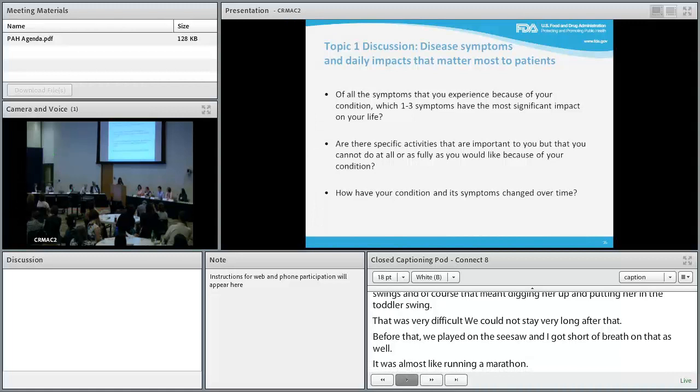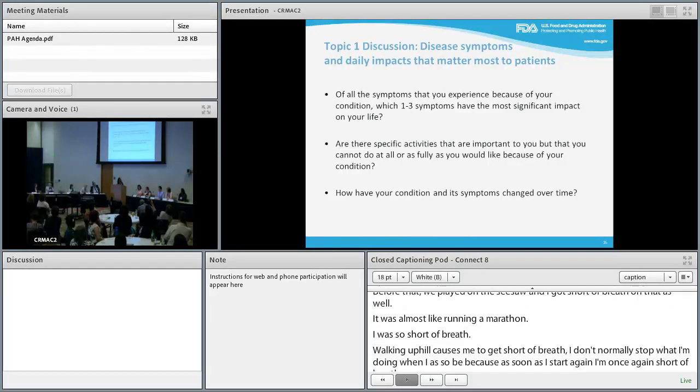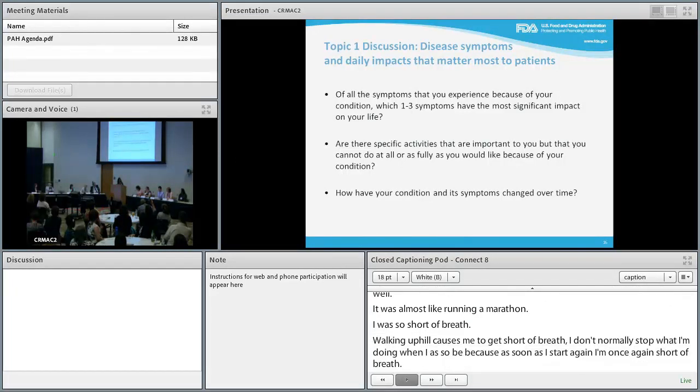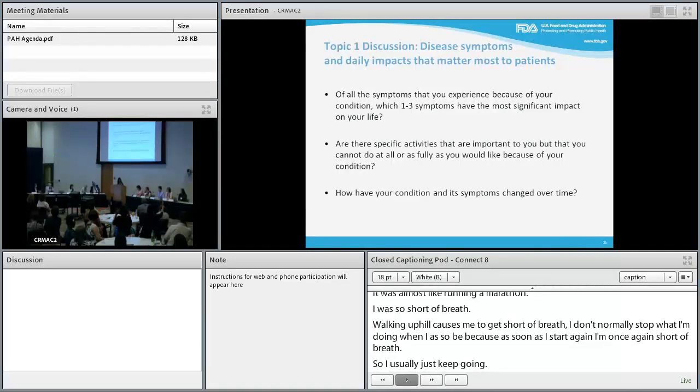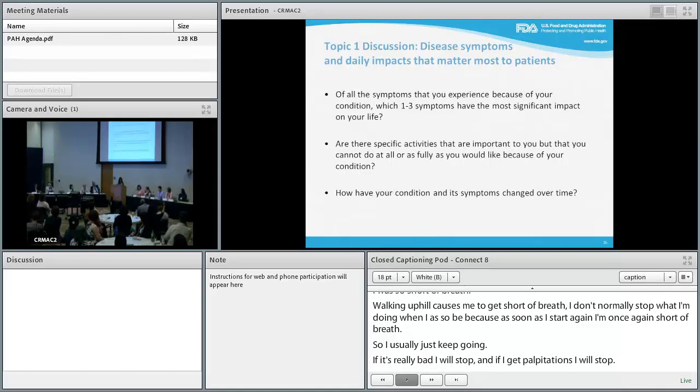I don't normally stop what I'm doing when I'm SOB, because as soon as I start again, I'm once again short of breath. So I usually just keep going. If it's really bad, I'll stop, and if I get palpitations, I'll stop. I was on Flolan for the first 4 years of my diagnosis, and because of that, I developed photosensitivity. I cannot walk outside without sunglasses on, even in a cloudy day.